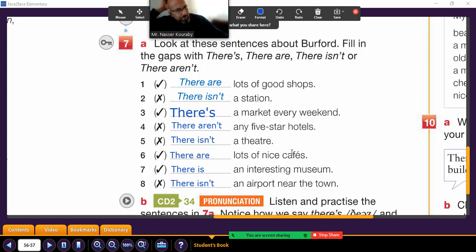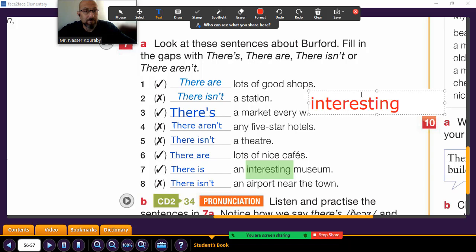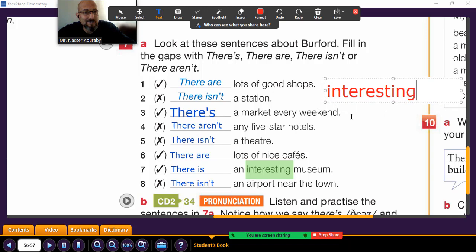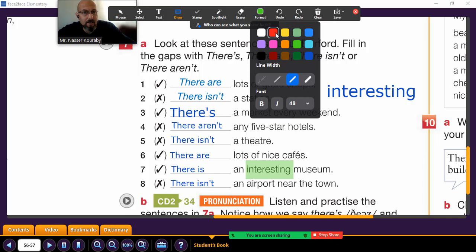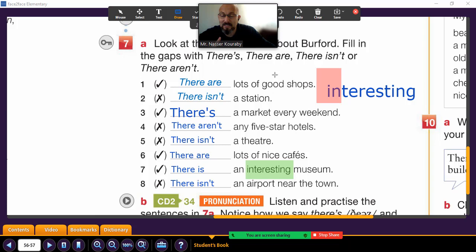Okay, and guys, be careful. There's something very important. I talked about this before, but I just want to tell you again. Be careful. Here, interesting. Where is the stress, guys? Yes, stress. What we say? Look here. Interesting. Don't say interesting. This is a big mistake. Don't say interesting. Not British, not American, not Canadian, not Australian. No. Interesting? No. Interesting.